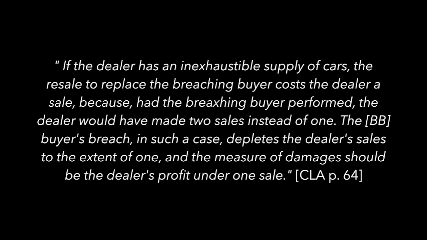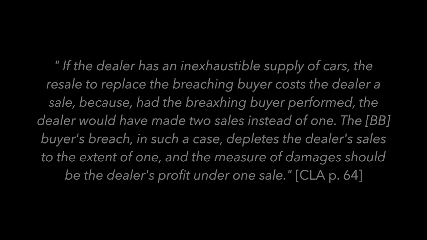The resale to replace the breaching buyer cost the dealer a sale because the breaching buyer performed. Had the breaching buyer performed, the dealer would have made two sales instead of one. The breaching buyer's breach in such a case depletes the dealer's sales to the extent of one, and the measure of damages should be the dealer's profit under one sale. So what does this mean?